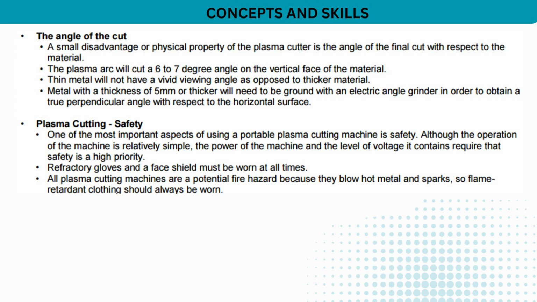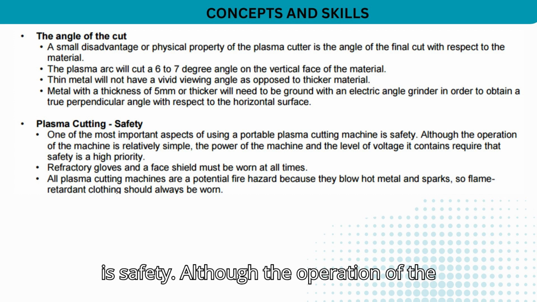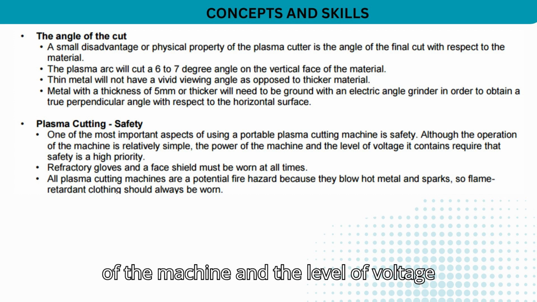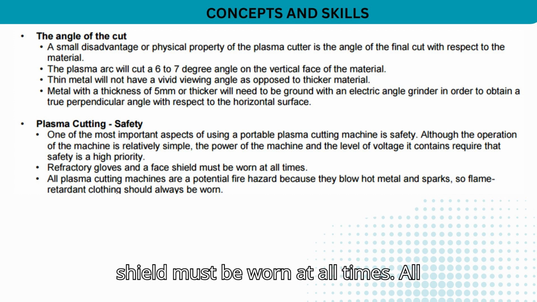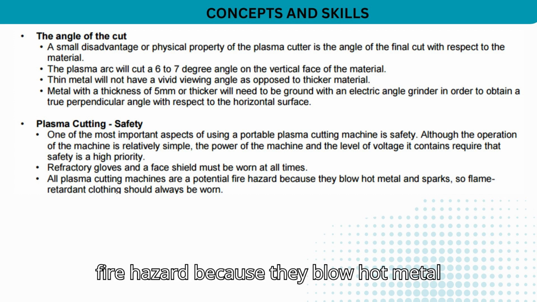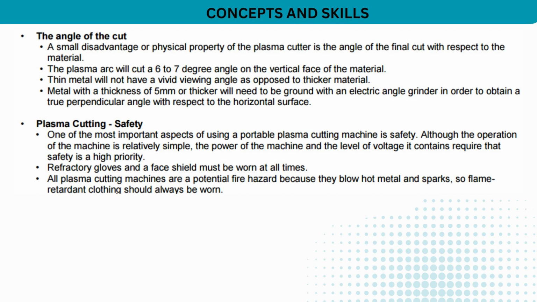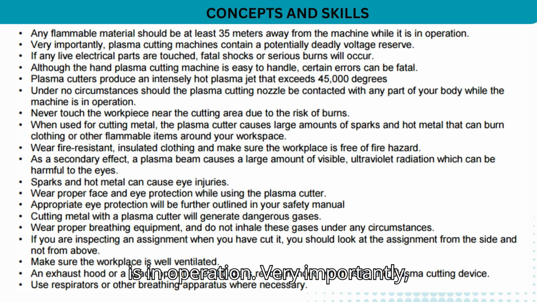Plasma cutting, safety. One of the most important aspects of using a portable plasma cutting machine is safety. Although the operation of the machine is relatively simple, the power of the machine and the level of voltage it contains require that safety is a high priority. Refractory gloves and a face shield must be worn at all times. All plasma cutting machines are a potential fire hazard because they blow hot metal and sparks, so flame-retardant clothing should always be worn. Any flammable material should be at least 35 meters away from the machine while it is in operation.